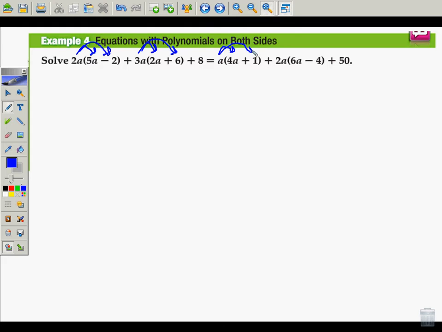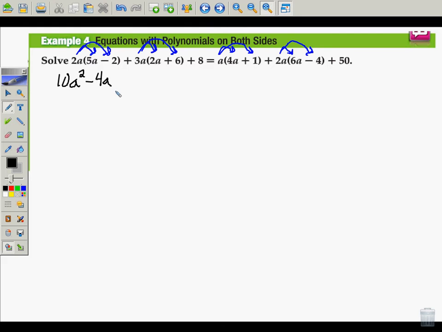We've been doing that this whole lesson with variables. And actually, as far as just distributing, we've been distributing all year. So distributing should not be anything too scary. So if I look at my first piece, I've got 2a times the quantity of 5a minus 2. 2a times 5a gives me 10a squared. Then 2a times negative 2 gives me minus 4a.